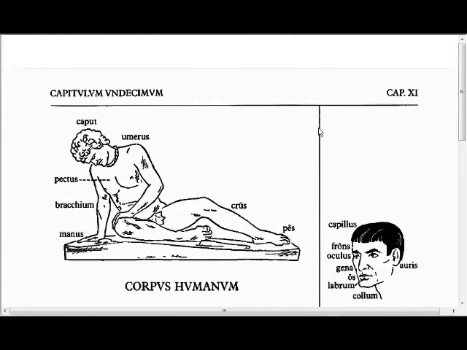Welcome to Lingua Latina, Chapter 11. Here we have an introduction to the parts of the human body. We see this sculpture here, which is called the Dying Gaul, and you can see the torque that he's wearing around his neck, and the little bit of facial hair. He's not shaven, which sets him off from being a Roman.